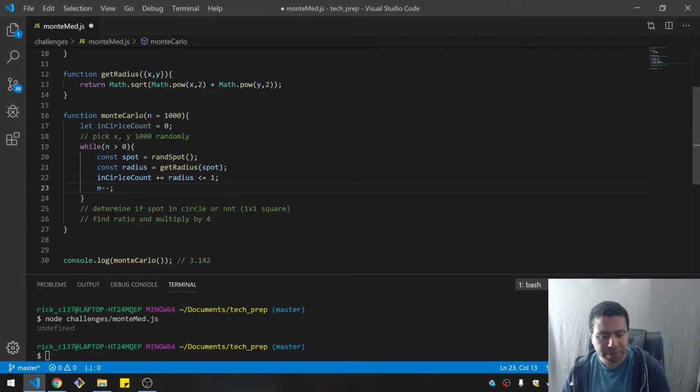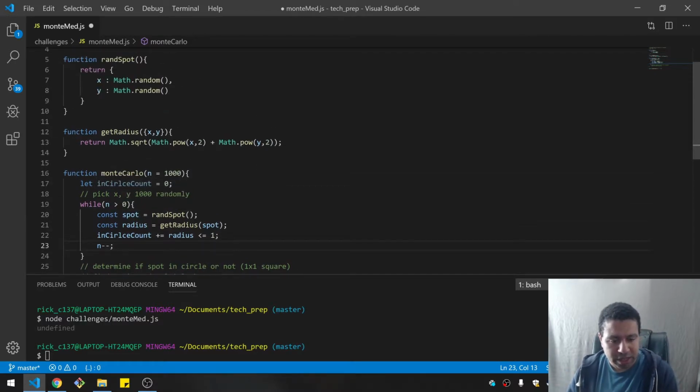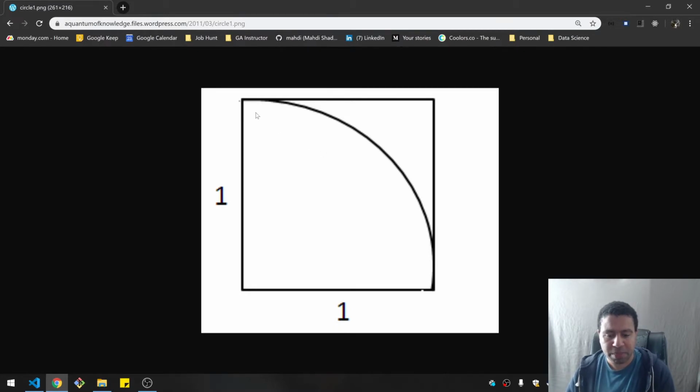Okay, so what's going on here? I get my random spot, which is xy. Is this the object? I feed that spot into this function getRadius, which destructures the x and y conveniently. This gives me my actual radius. So what that looks like on the picture here is basically, if you're in this position, what's your radius? It's going to be less than 1, right? But if you're over here, if you look at the math, this point in the square is actually going to be greater than 1.